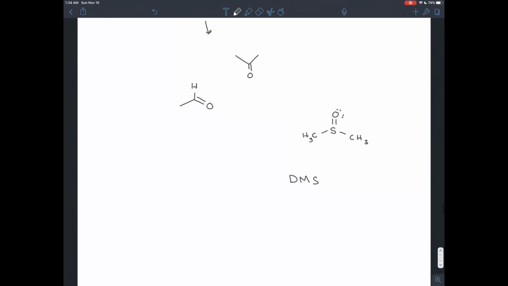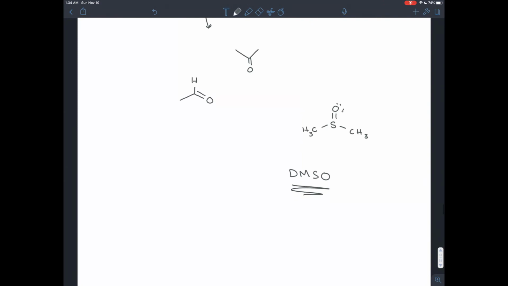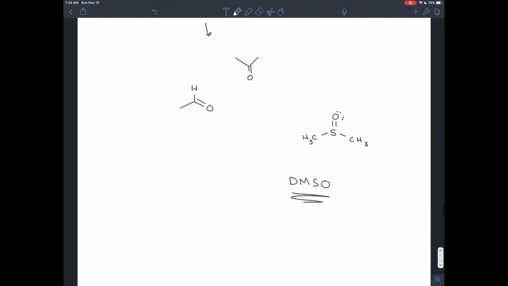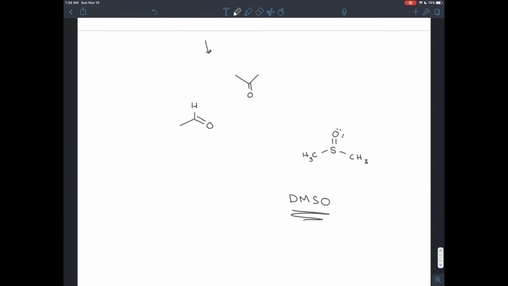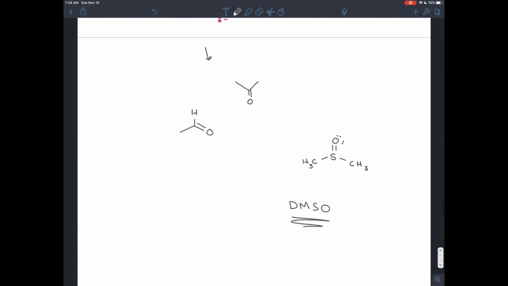And it actually ends up forming a double bond to it, and it becomes dimethyl sulfoxide. DMSO was a polar aprotic solvent that we saw that favored SN2 reactions when we were talking about substitution. So it's a sort of a callback there. The DMS is related to that DMSO.